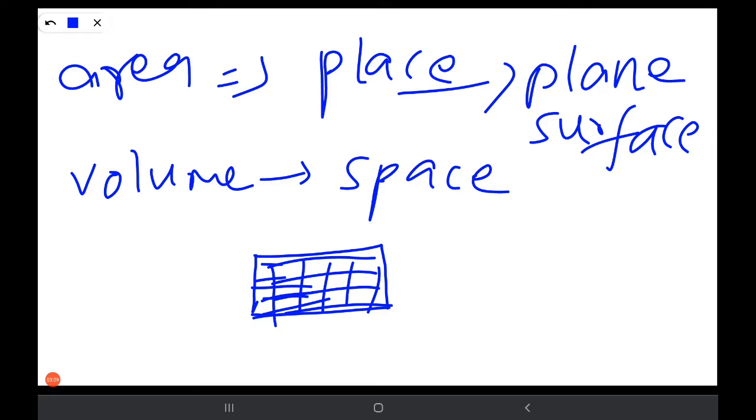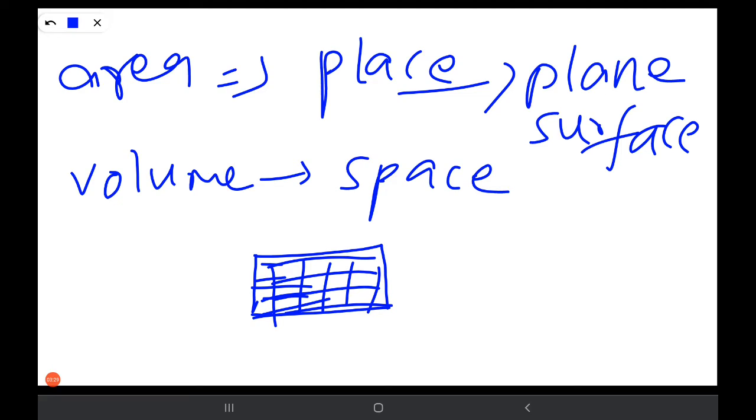Suppose you take a matchbox and put it on a surface. It occupies some bottom area as well as it contains some height also. That is what we call space. Did you get my point? That is the difference between place and space.